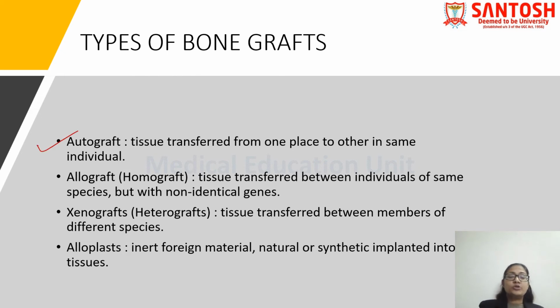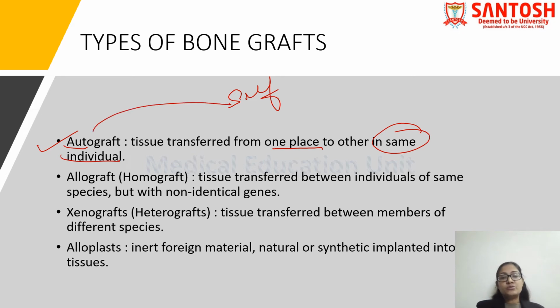The first one is autograft. Auto means self. So autograft means graft that is obtained from one's own self. So the tissue that is transferred from one place to another in the same individual. So the keyword here is auto, self and same individual.